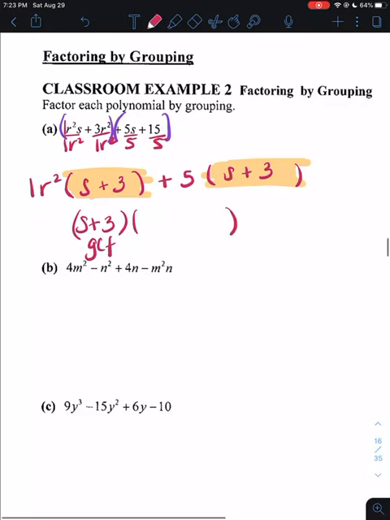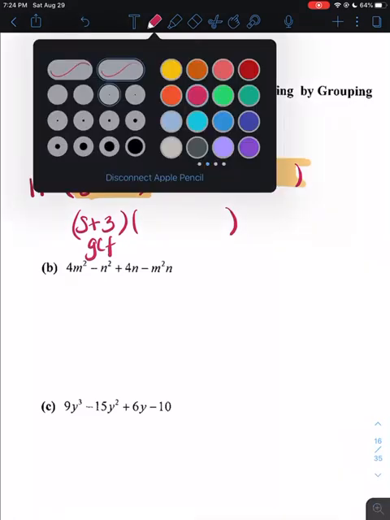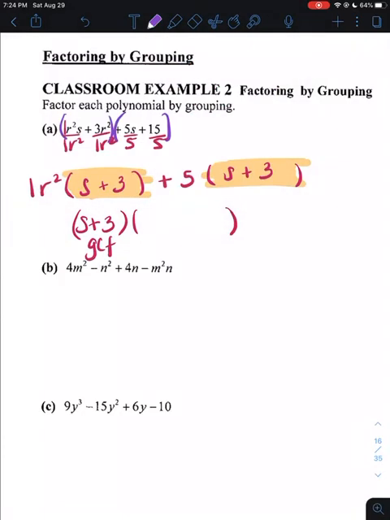So what happens if I divide both of those terms by s plus 3? Well, the s plus 3 cancels out. And what I'm left with is the 1r squared and the positive 15. So this is 1r squared plus 15.